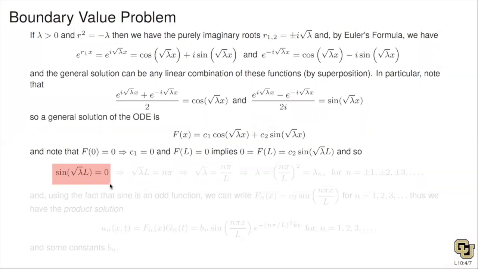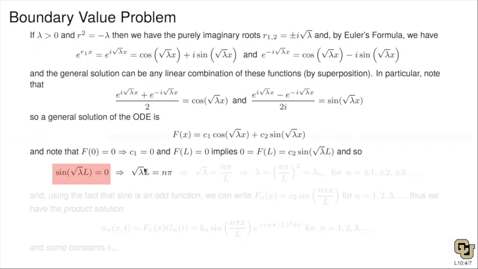Where is sine 0? So think about your unit circle. We didn't review unit circle, did we? Think about your unit circle. Sine is 0 at every integer value of pi, right? 0, pi, 2 pi. So 0 plus or minus pi, plus or minus 2 pi, at every integer value. So it's root lambda L must equal n pi, where n is 0, plus minus 1, plus minus 2.